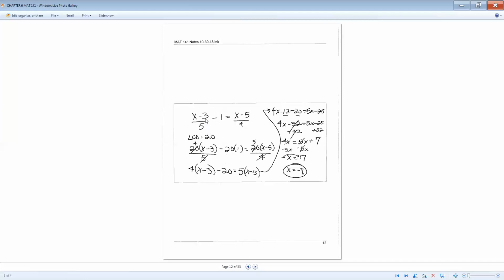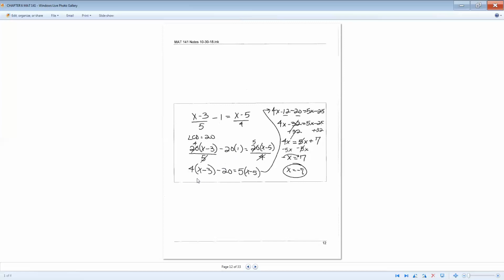All right, so let's try it again. We have x minus 3 over 5 minus 1 equal to x minus 5 over 4. The LCD is 20, so I'll multiply each term, even the 1, by 20. 5 goes into 20, leaving me with 4. 20 times 1 is 20. 4 goes into 20, leaving me with 5.